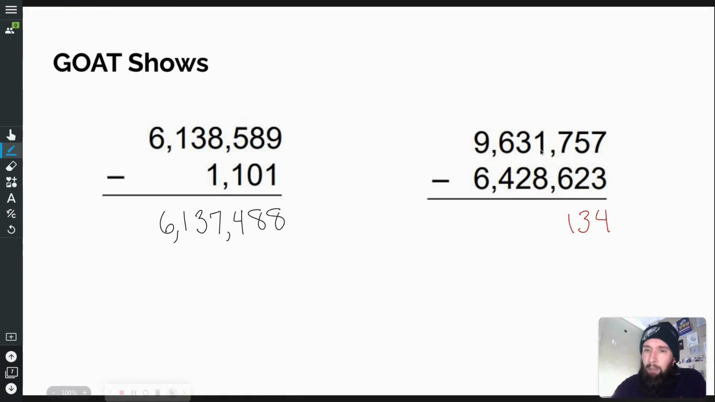1 minus 8. Now we have to borrow. So 1 minus 8, let's borrow 1 from 3 to make you a 2. Make you 11. So now it's 11 minus 8, which is 3. 2 minus 2 is 0. 6 minus 4 is 2. And 9 minus 6 is 3. So 1, 2, 3, comma, 1, 2, 3. 9,631,757 minus 6,428,623 is 3,203,134.